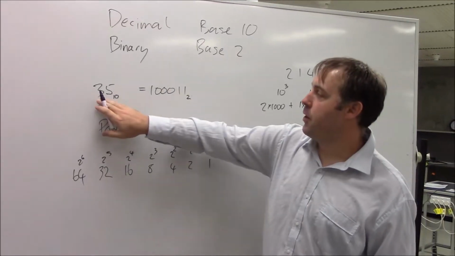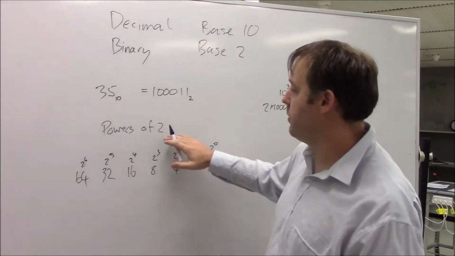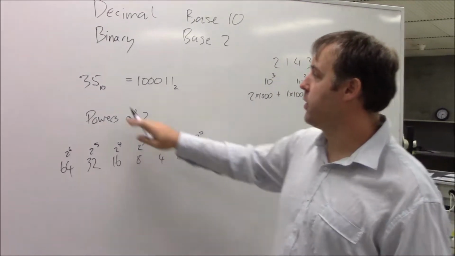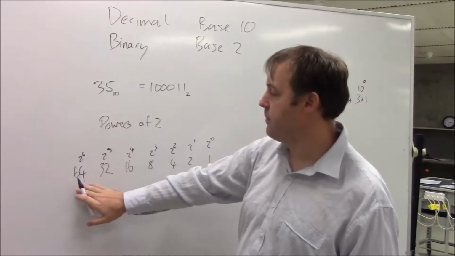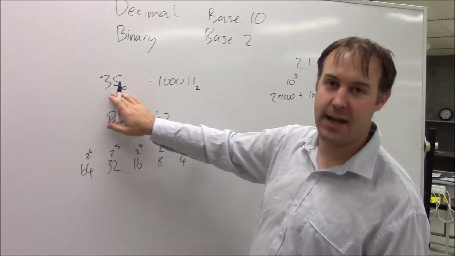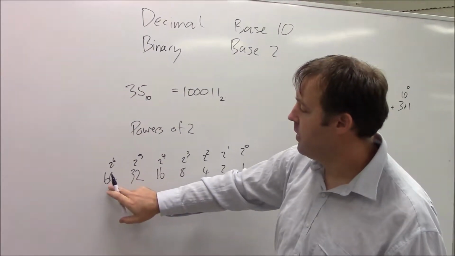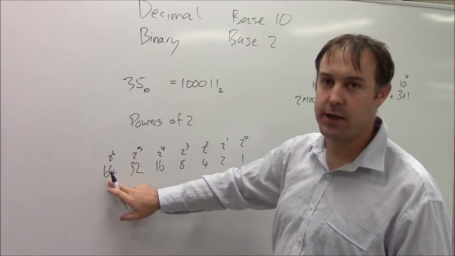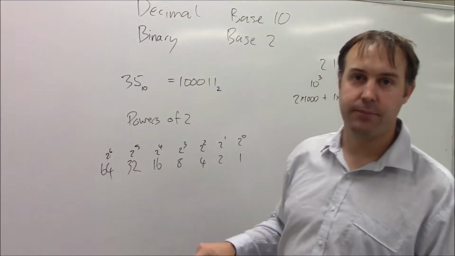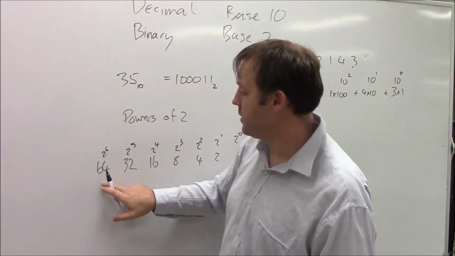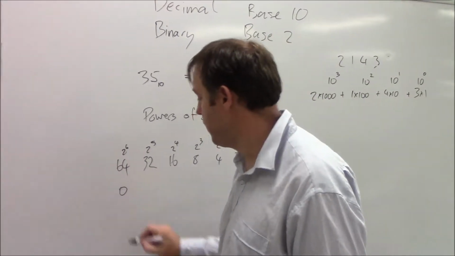Get from my decimal number of 35 using the power of 2 method. What I do is I look at and see if this number will fit into one of these numbers, and if it's larger than this number, I put a 1 down and I subtract this number from it. So is 35 larger than 64? No, it's not. So 0, so leave it.